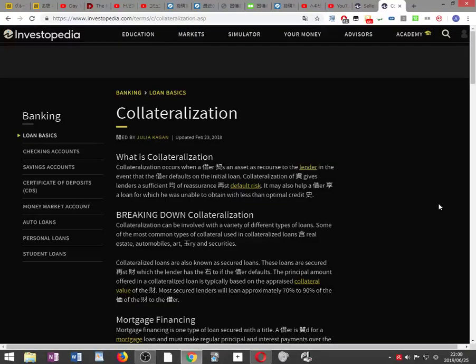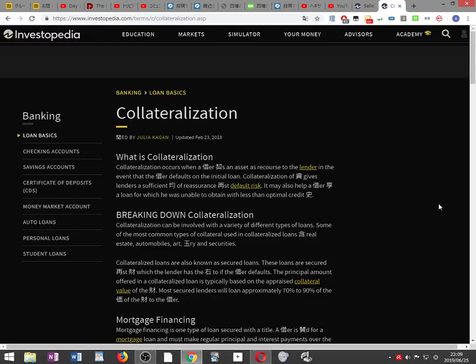Collateralization. What is collateralization? Collateralization occurs when a borrower pledges an asset as recourse to the lender in the event that the borrower defaults on the initial loan. Collateralization of assets gives lenders a sufficient level of reassurance against default risk. It may also help a borrower receive a loan which he was unable to obtain with a less than optimal credit history.